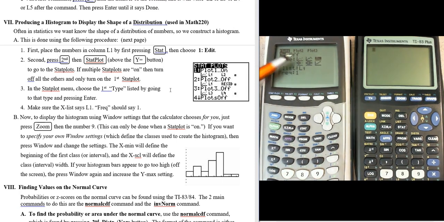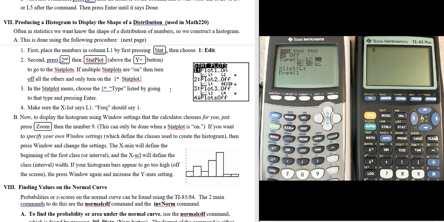So the first type is what's called a scatter plot. This is a line graph. This is a histogram. This is a box plot, actually a modified box plot. That's a regular box plot, and that's a cumulative graph. But anyway, so now we're using L1. That's where the data is, L1. And for frequency, just put 1. Anytime you're doing this, when it says frequency, just put in 1. All right, so I've got the histogram ready.